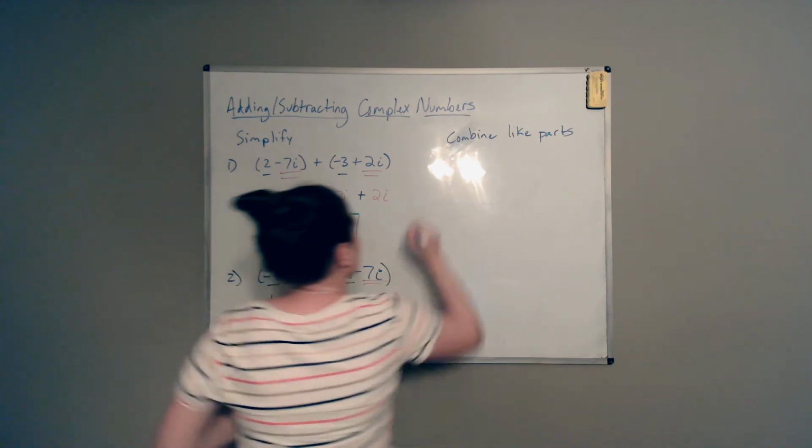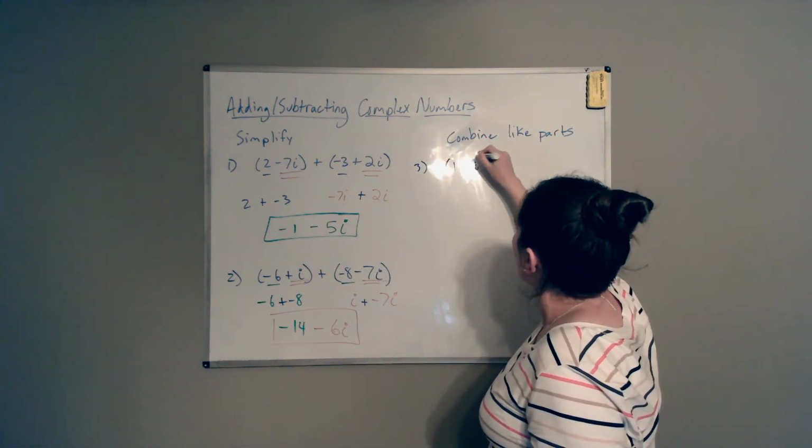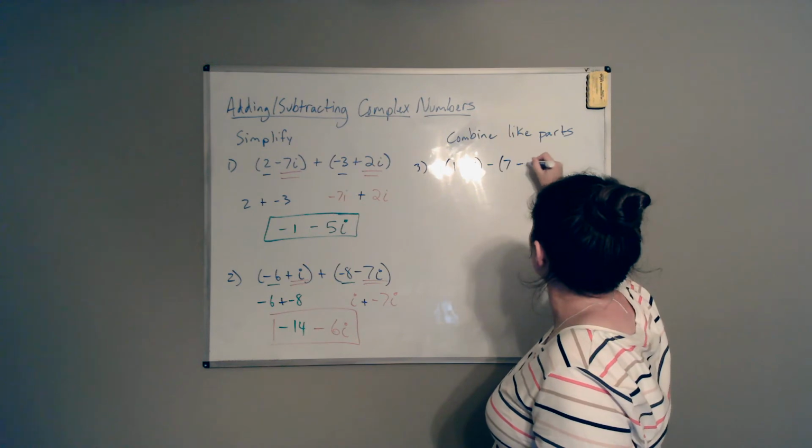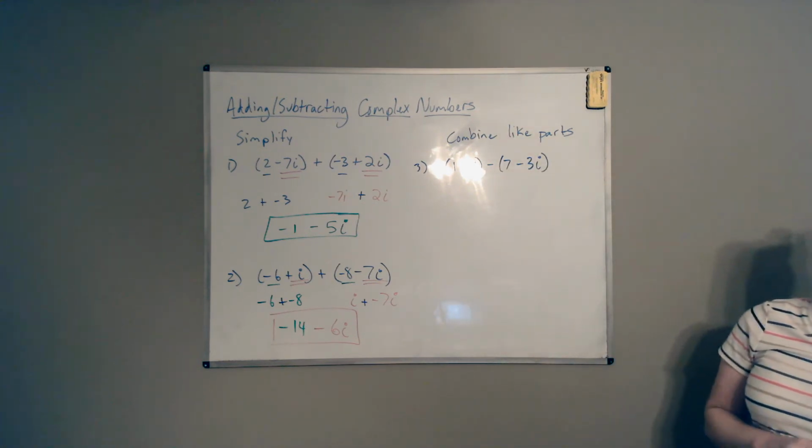In number 3, let's do 1 minus 5i minus 7 minus 3i. Okay, so we are subtracting in this problem.